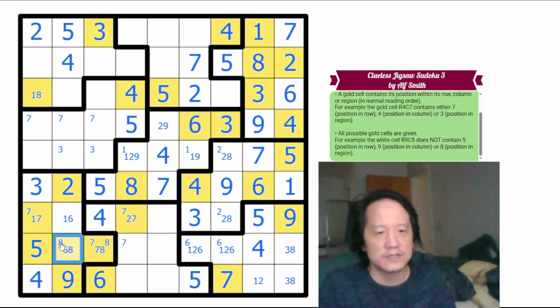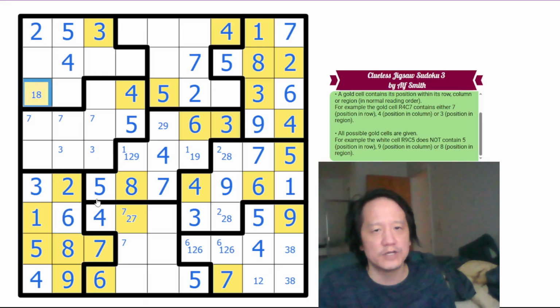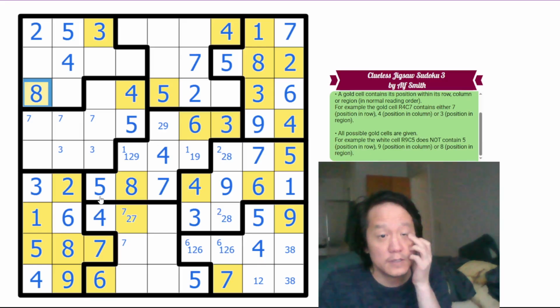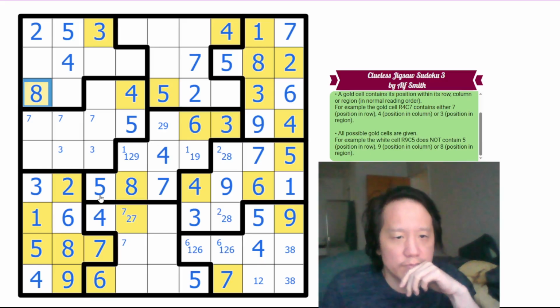This can't be 6, therefore this is 8, which makes that not 8, so it's 7, which makes this not 7, so it's 1, which eliminates 1 here, so it's 6. 1 eliminates 1 here, so it's 8. Okay.